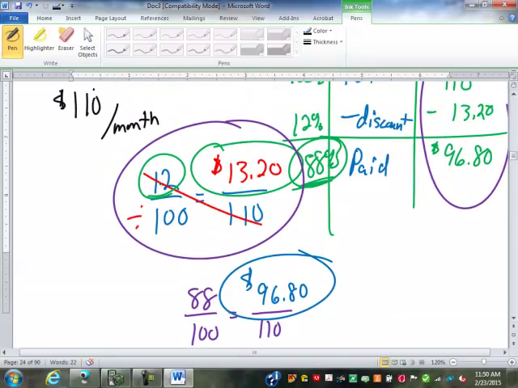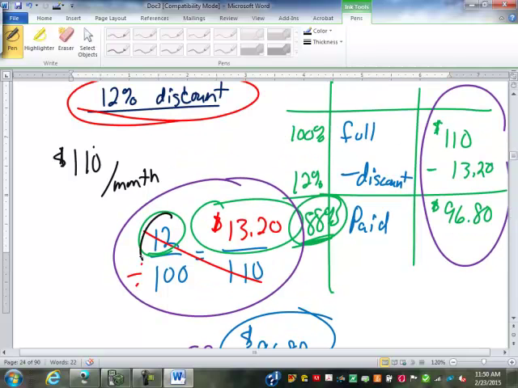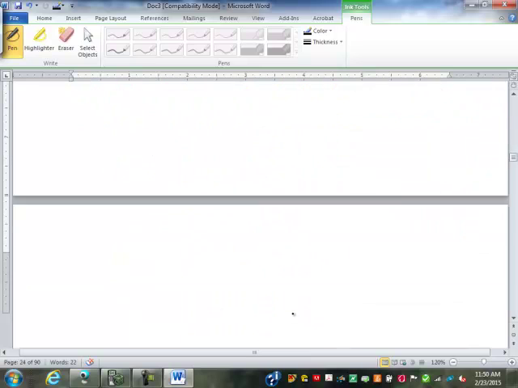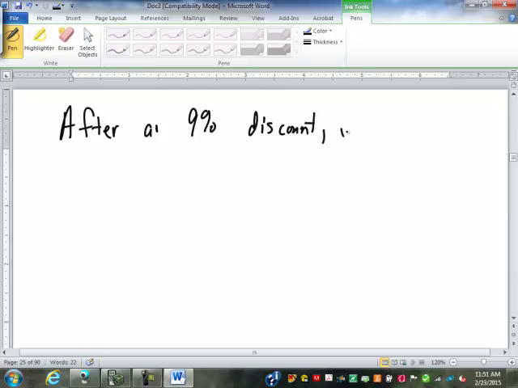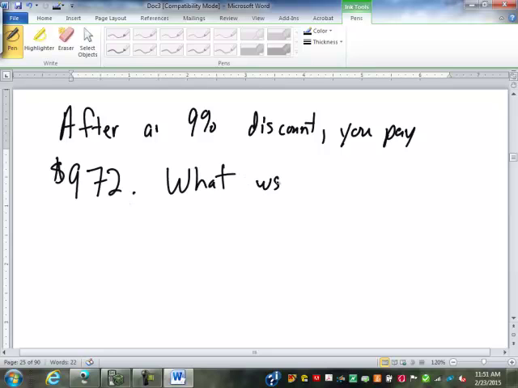Now again, in this case, it would be just as easy to find the 12% and subtract it as it was to use the 88%. But there are some cases where we don't have an option. We have to use the complement. For example, after a 9% discount, you pay $972. What was the full price?